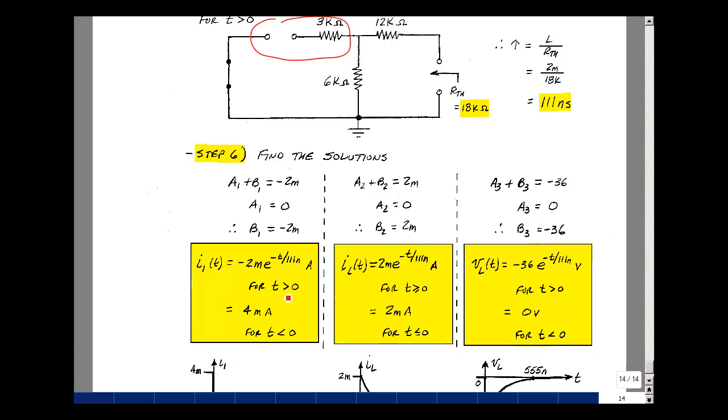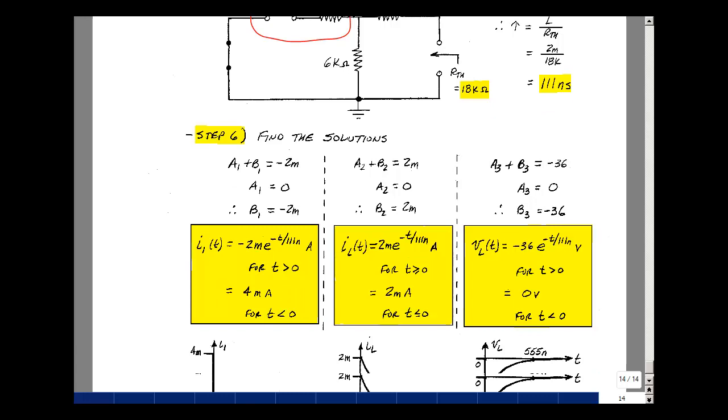Now, do we have the equality? No, this is the current in a resistor, and if we just check it, when t is equal to 0, we wind up getting a minus 2 milli times 1, and that's not going to equal to 4 milliamps. We have a discontinuity at t equals 0.